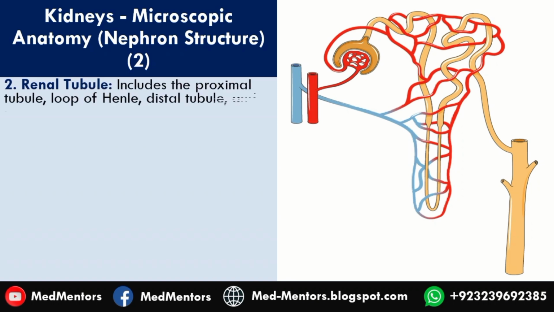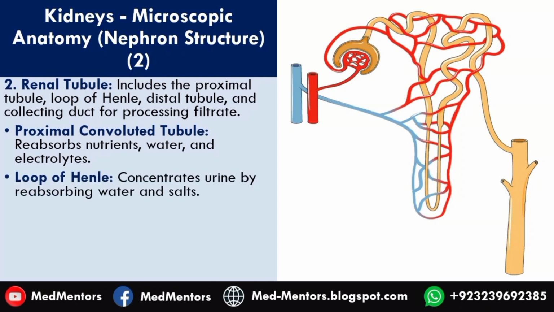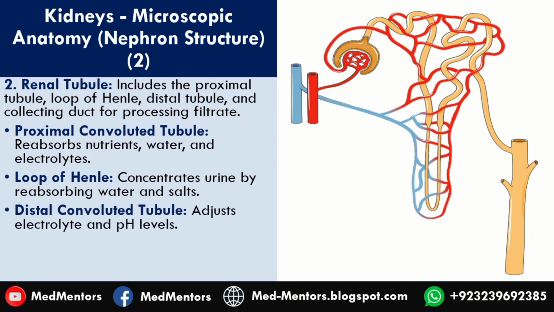This section processes the filtrate and includes number one, proximal convoluted tubule, which reabsorbs nutrients, water, and electrolytes back into the blood. Loop of Henle concentrates urine by reabsorbing water and salts. Next, distal convoluted tubule adjusts electrolyte and pH levels of the filtrate. And the last, collecting duct, the final site where urine concentration is completed. The nephron operates through a sequence of filtration, reabsorption, secretion, and excretion to form urine.